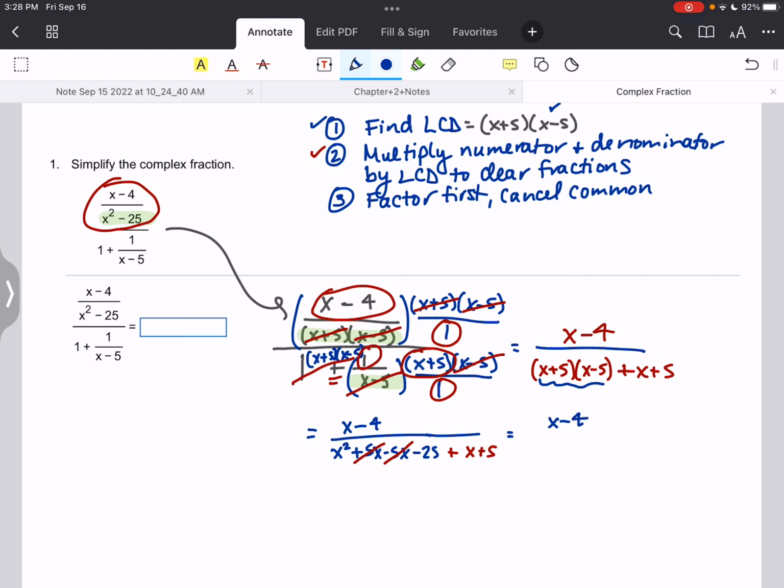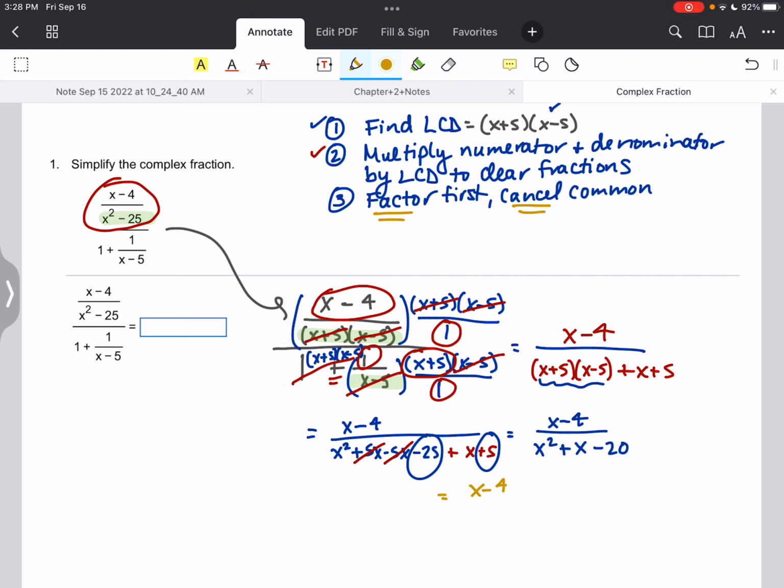So now I'm left with x minus 4 over x squared. Then I'll write plus x next. And I'll write my constants last. Negative 25 plus 5 is minus 20. So at this point, I need to see if I can factor anything. And then if I'm able to factor, then I can check to see if I can cancel any common factors.